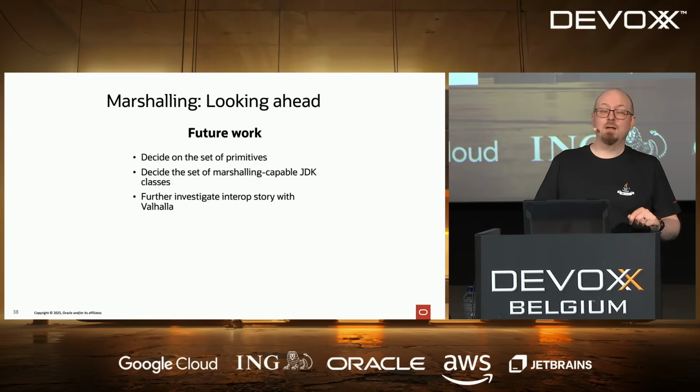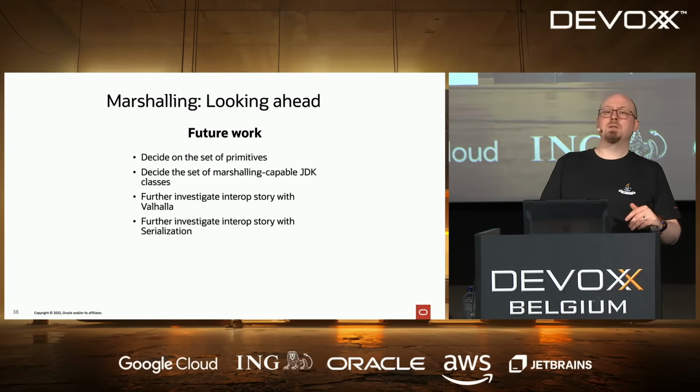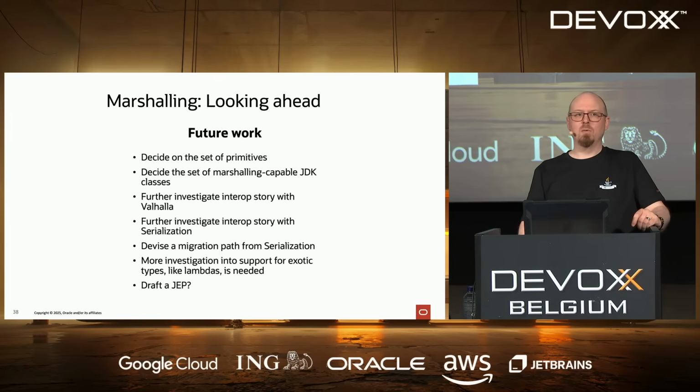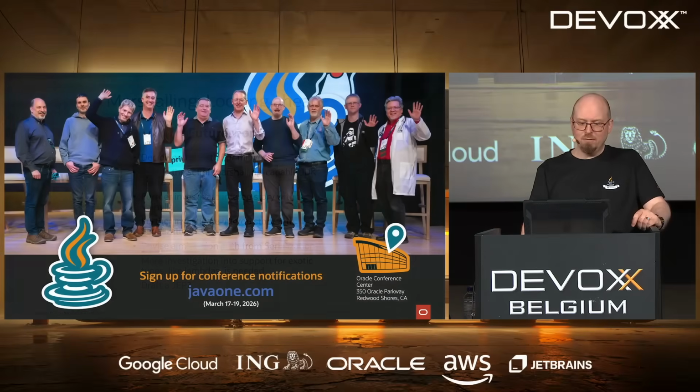Of course, this is a moving target, so making sure that it works well with value types. Also, should there be a bridge between marshalling and serialization or not? Is there a migration path? What's the recommended migration path? And of course, there are some exotic data structures like lambdas, etc., that we'll have to look at and see how that works. And then of course, last but not least, at some point there will probably, hopefully, be a JEP drafted. And that's all I had for today, so thank you.